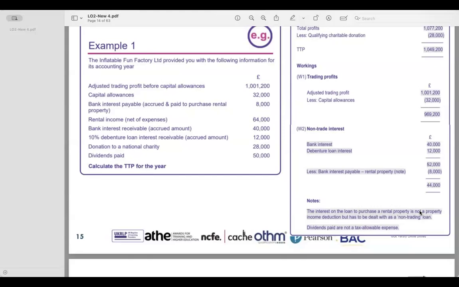The figure is arrived at by subtracting the bank interest payable on the loan for the rental property, 44,000 pounds, from the adjusted trading profit of 969,200 pounds.